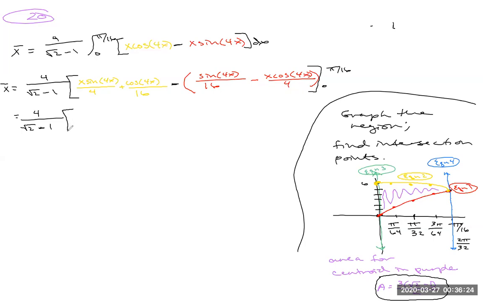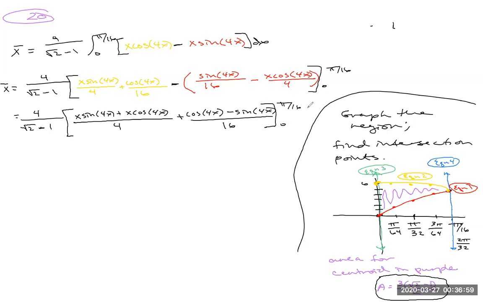Okay, I'm going to put my stuff that's over 4 together. x sine 4x plus x cosine 4x all over 4 plus cosine 4x minus sine 4x divided by 16. That's optional. It's just because it looks a little bit nicer when you're plugging in and simplifying. Next step, 4 over root 2 minus 1.